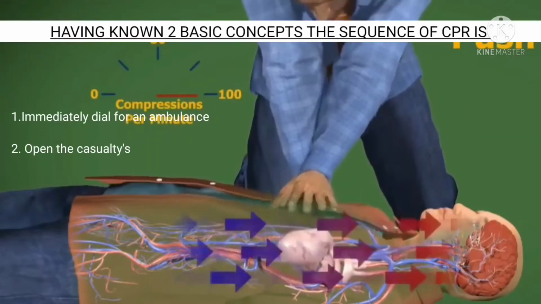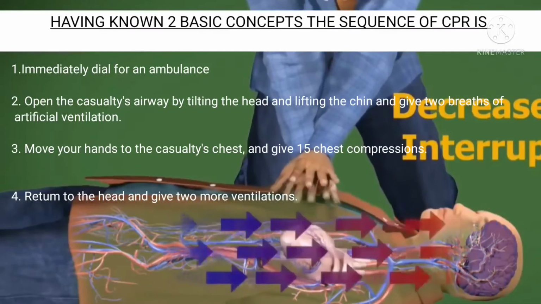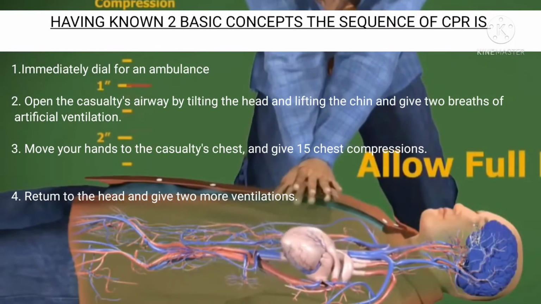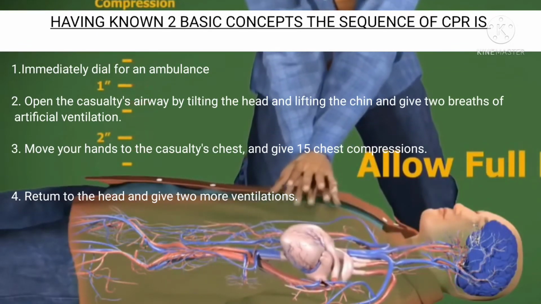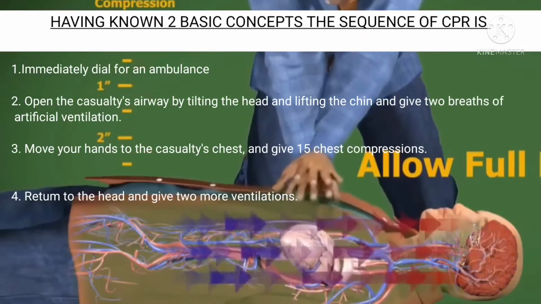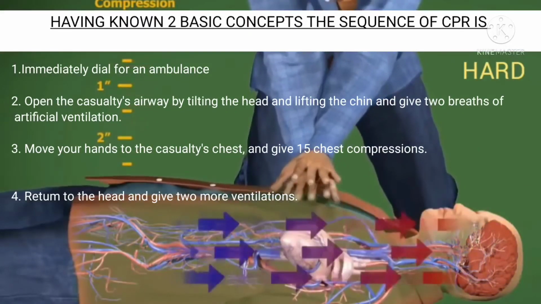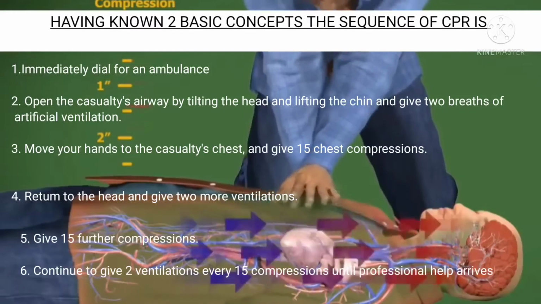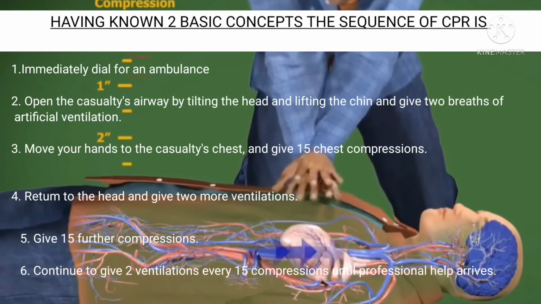Having known the two basic concepts, the sequence of CPR is: 1. Immediately dial for an ambulance. 2. Open the casualty's airway by tilting the head and lifting the chin and give 2 breaths of artificial ventilation. 3. Move your hands to the casualty's chest, and give 15 chest compressions. 4. Return to the head and give 2 more ventilations. 5. Give 15 further compressions. 6. Continue to give 2 ventilations every 15 compressions until professional help arrives.